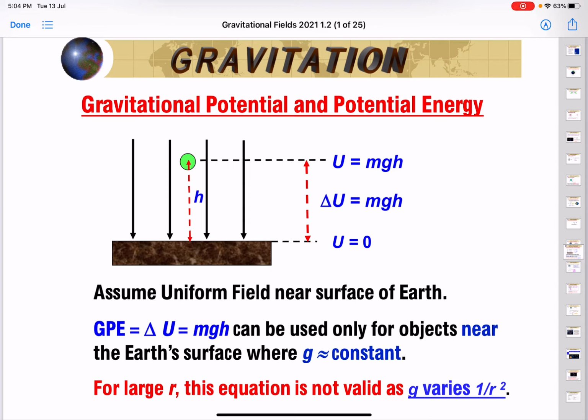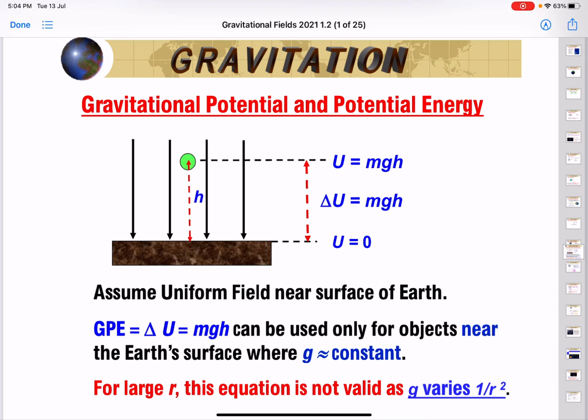So when we want to find the change in gravitational potential energy from the surface of the Earth to a height h, we can use the expression mgh. However, if we move to a distance that is much further away from the surface of the Earth, then we have to be careful as g is no longer constant. It will decrease as 1 over r squared.